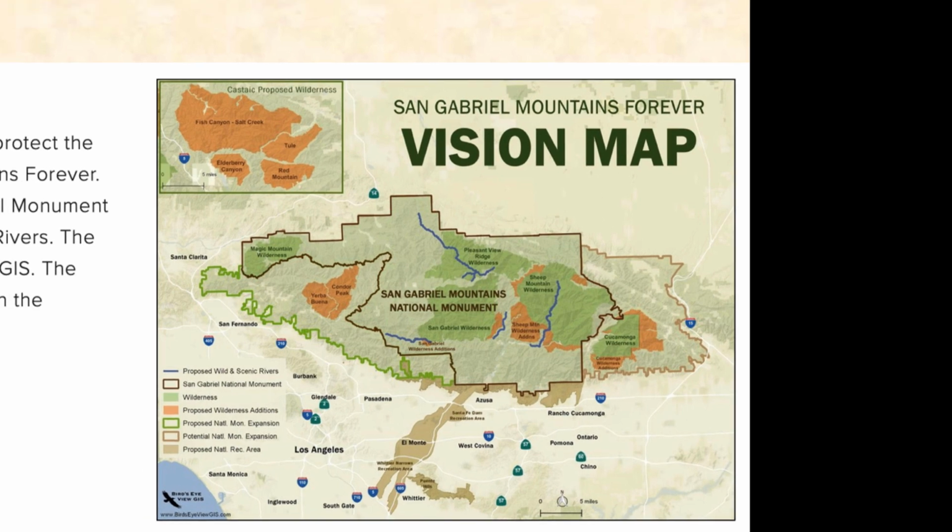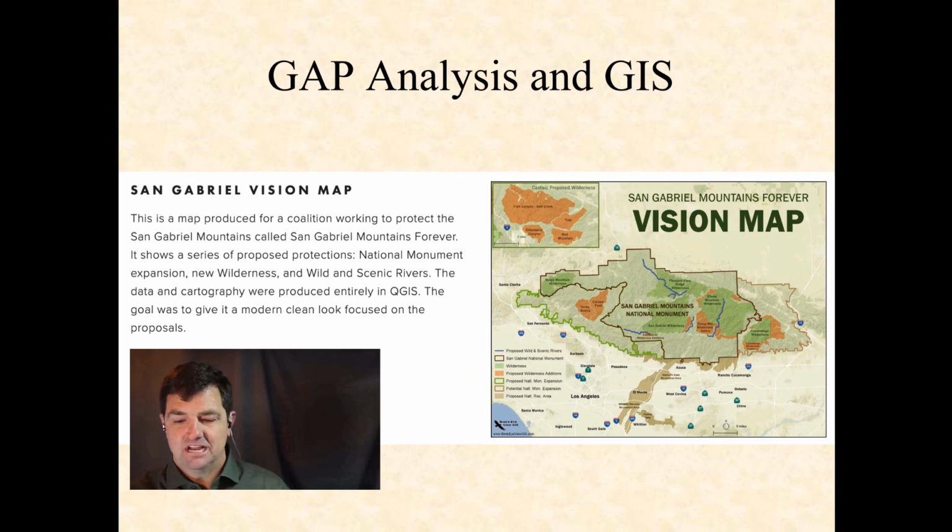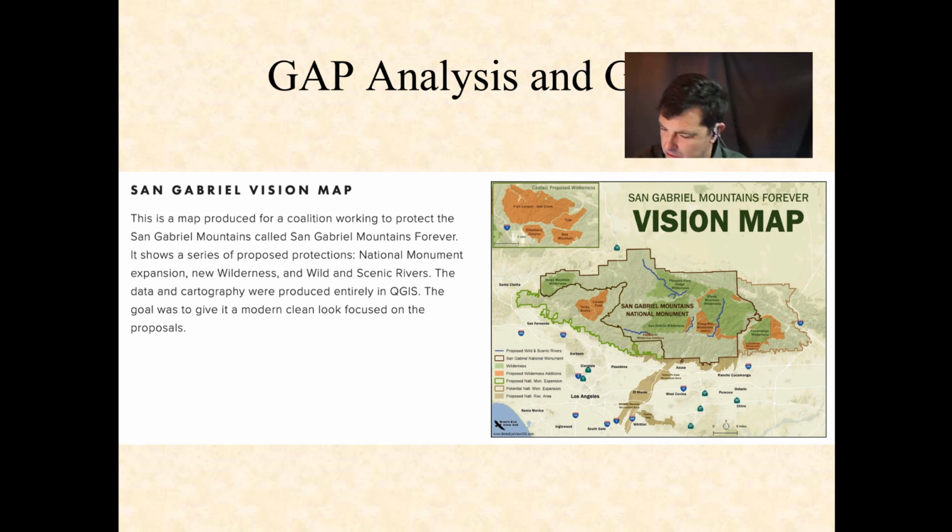But at any rate, these types of maps allow anyone, including scientists or just the general public or whoever's interested, to see sort of current and proposed scenarios all on one map.